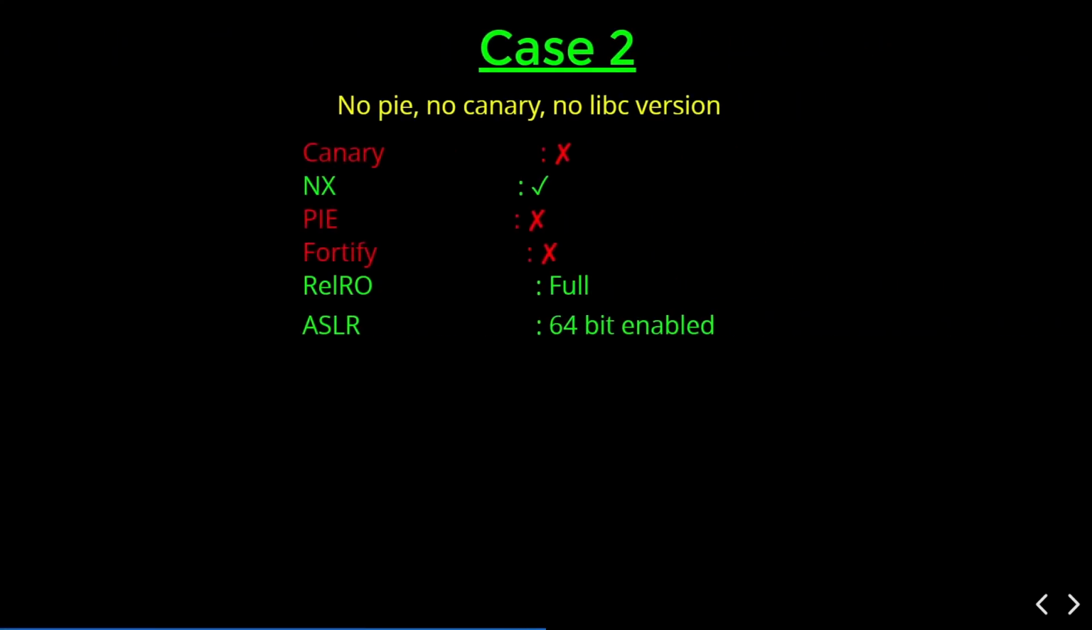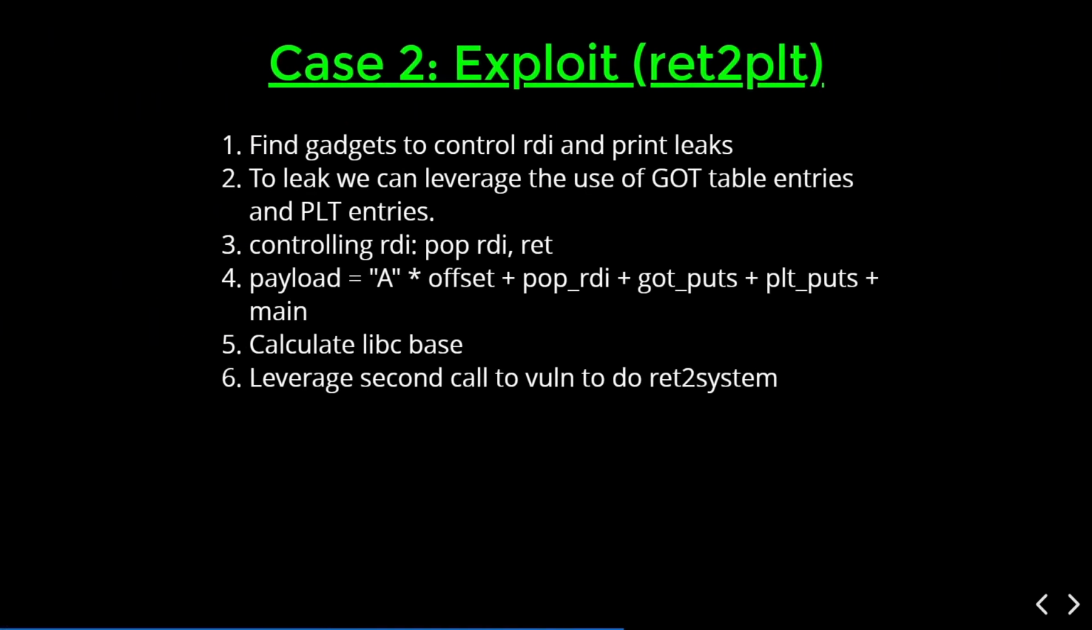So for the second case, we're gonna go with similar restrictions, except ASLR is gonna be enabled, and we have no libc version this time, and no libc is provided, and ASLR is enabled, on 64-bit Linux. So let's jump into the demo and try to see how to exploit with ret2plt.